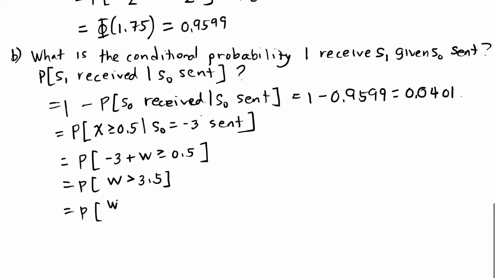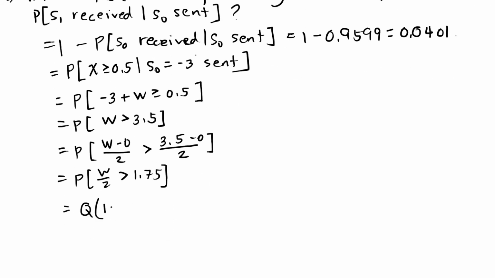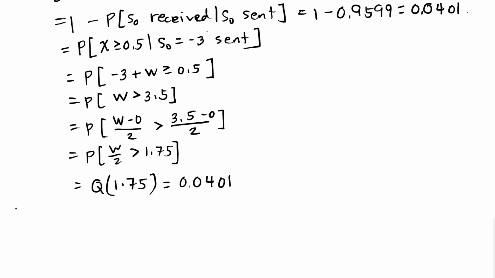And this would result in, because this probability is a standard normal random variable greater than some threshold, that is our definition of this Q function, that then I can just plug into the Q function, that 1.75. And when I plug that into MATLAB, it gives me the same number, 0.0401. Okay, so that's our answer for part B.